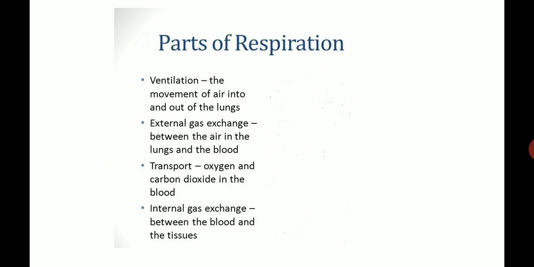Number two, external gaseous exchange that occurs between the air in the lungs and the blood. Number three, the gaseous transport. The oxygen and carbon dioxide in the blood is transported to the various parts of our body through blood. And finally, internal gas exchange, that is between the blood and the tissues.